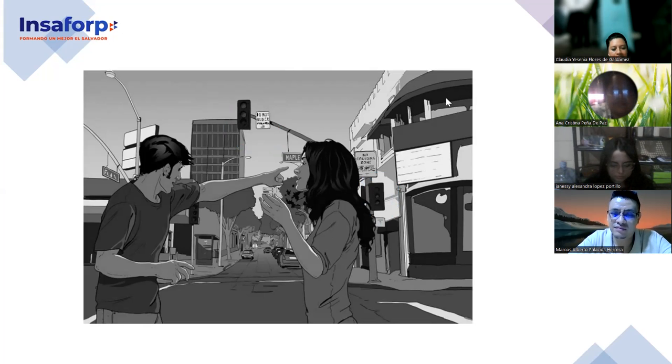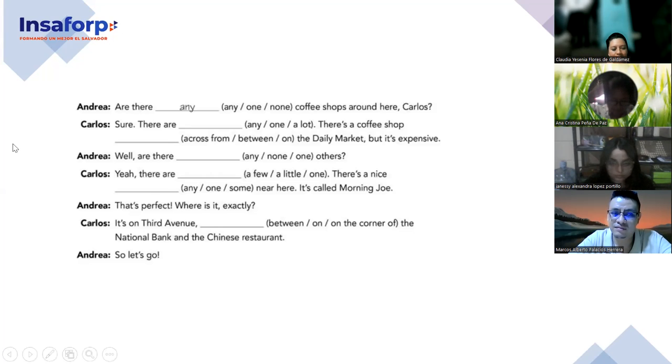Yeah, okay, so let's practice on this picture. We have Andrea and Carlos. We are gonna complete this conversation. Here in parentheses, we have some options that we can use, like, are there any coffee shops around here, Carlos? Sure, there are.